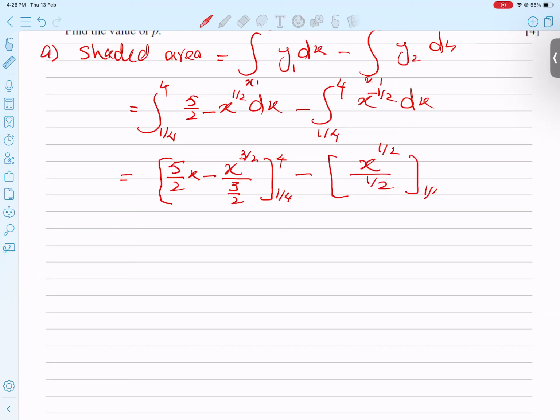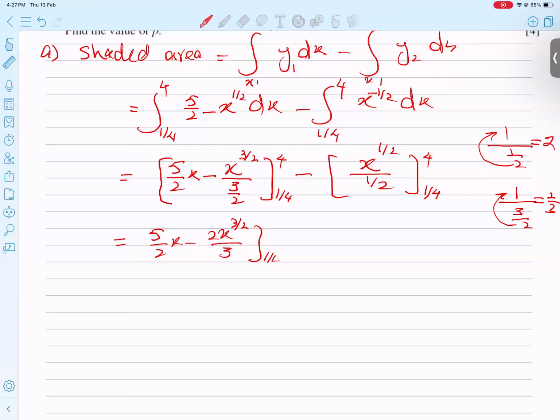Please don't directly put in the limits. Some students depend a lot on the calculator. I'll show you: when you have a fraction in the denominator, it will flip up, so it becomes 2. Same story here, when I have 1 over 3 by 2, the 2 goes up and it becomes 2 by 3. This is algebra, very important before we start putting in the values. This will help you at university level and grade 12 level as well. So you have to simplify before you plug in the values.